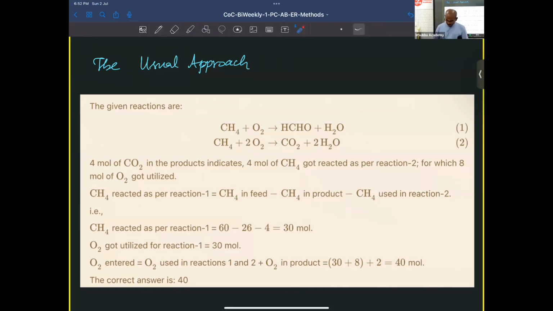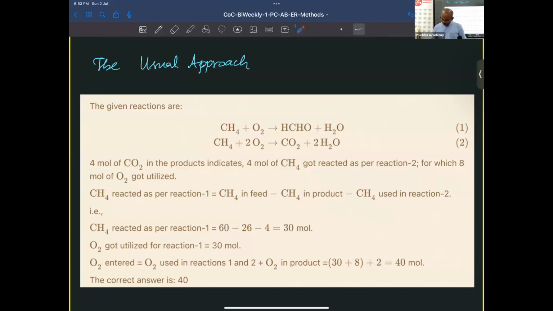Okay, from the data, 4 moles of CO2 in the product indicates 4 mole of CH4 getting reacted as per reaction 2. That is the meaning. And we know how much CH4 is reacting as per reaction 2 based on the data of CO2 in the product.